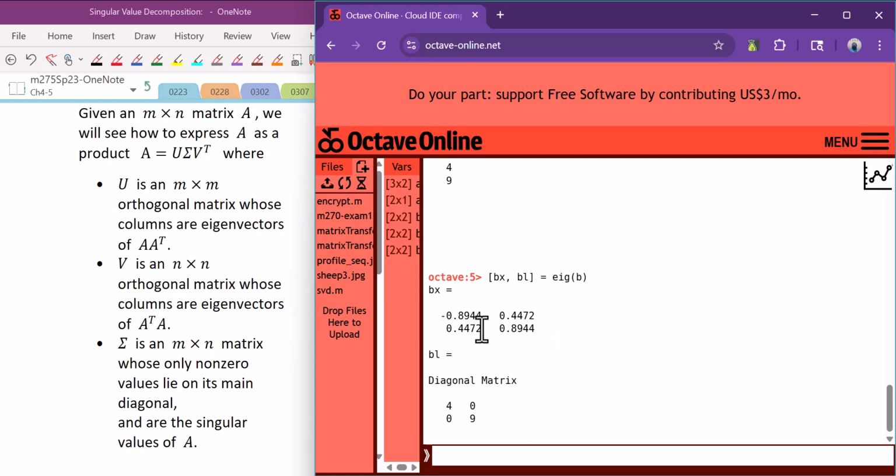When I press enter, you'll see Bx would be this: negative 0.89 and 0.45, 0.45 and positive 0.89. Now, the columns here are the eigenvectors corresponding to the eigenvalues. We saw that the eigenvalues were 4 and 9, and you'll see here that it's clearly matching with the eigenvalues given on top. Since there are many possible answers for your eigenvectors, they do normalize them, so that's great for us because it's already normalized. Now, the thing about our V is that we want the eigenvector for the largest eigenvalue to go first. So I just want to switch the order of this.